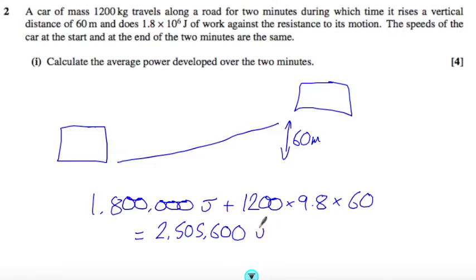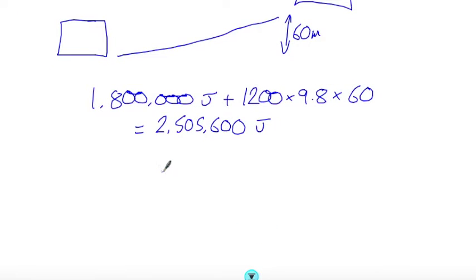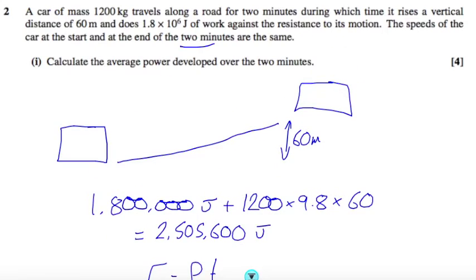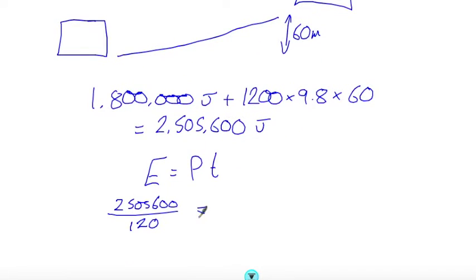2,505,600 joules. Right, it's done that in 2 minutes, so we can use that energy is power times time. So we're going to have to do the amount of energy we've got divided by the amount of time it took, which was 120 seconds. So no, it wasn't. It was 2 minutes, 120 seconds, which gives me 20,880 watts.